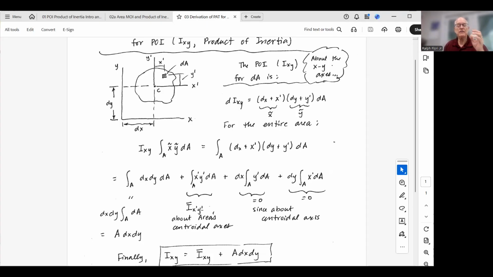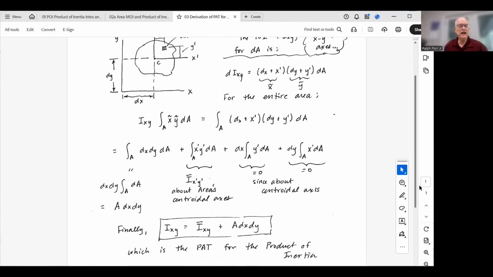which is basically I bar x prime y prime. In other words, the product of inertia about the centroidal axes. And then the integral of dx dy dA. The dx and dy are constant, so they can be brought out. And so you have dx dy times the integral of dA, which is just area. And so finally, Ixy is equal to I bar xy, or I bar x prime y prime, plus area times dx dy. And this is the parallel axis theorem for the product of inertia.